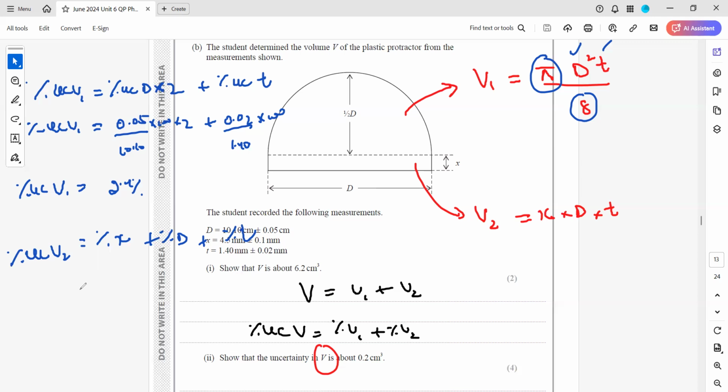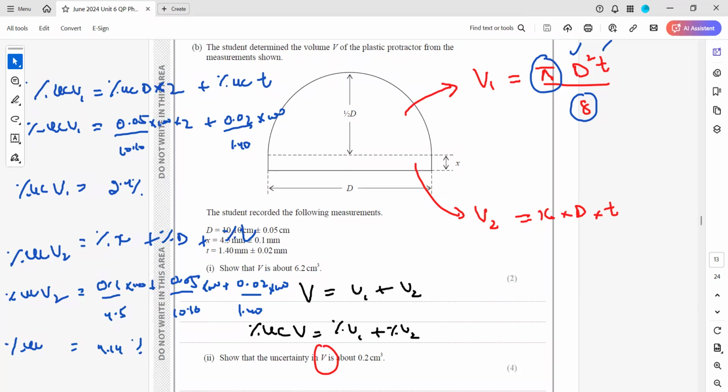So uncertainty in X will be 0.1 divided by 4.5 times 100. Uncertainty in D is 0.05 divided by 10.10 times 100. And uncertainty in T is 0.02 divided by 1.40 times 100. So that will give us a percentage uncertainty of 4.14%.